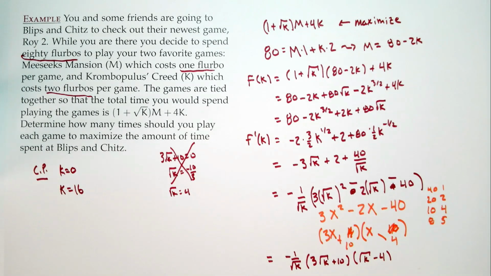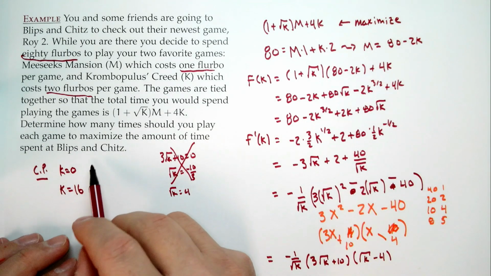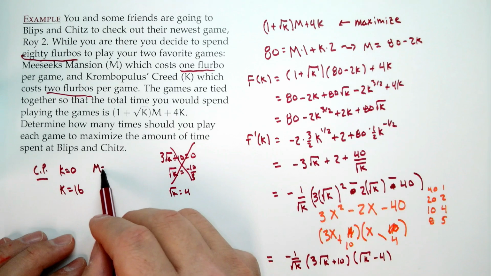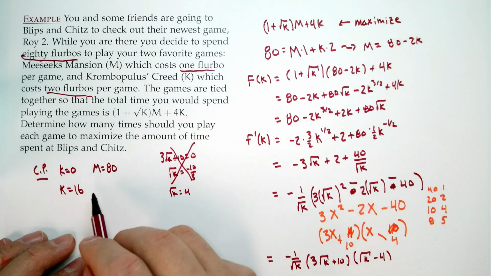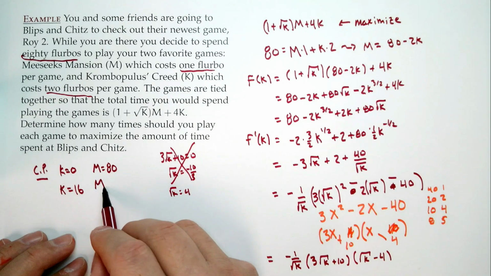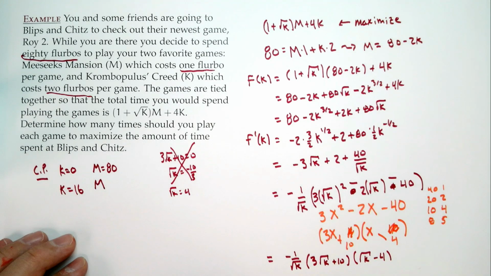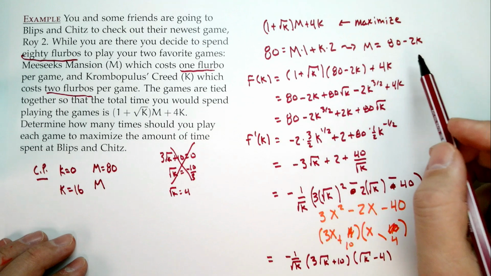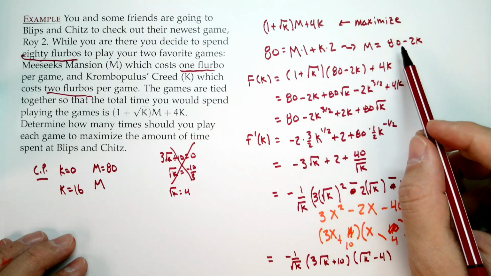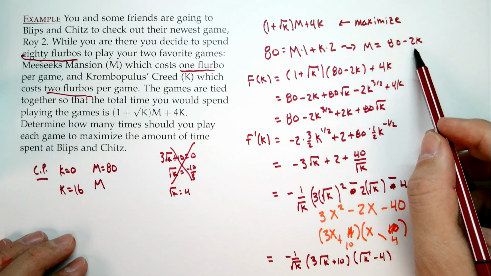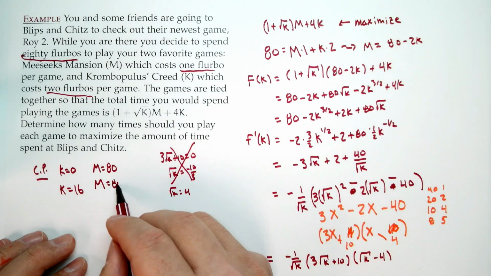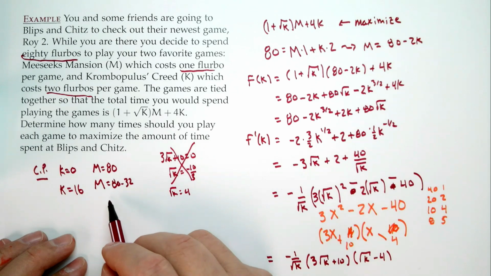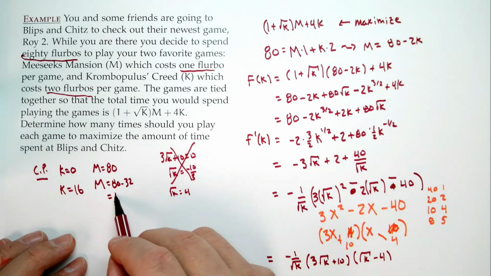Now we should think about what happens. Suppose we have k equals 0. If k equals 0, again, we mentioned this before, you play Meeseek's Mansion all the time. On the other hand, if k equals 16, that says we should play Meeseek's Mansion would be 80 minus 2 times 16. So that would be 80 subtract 32, which is 48.